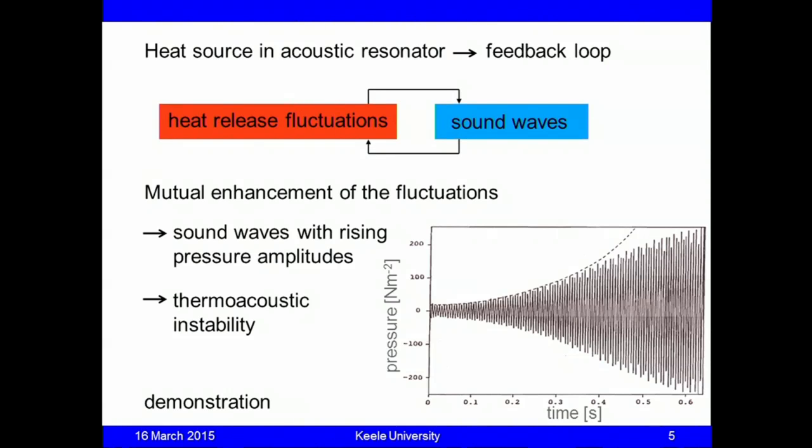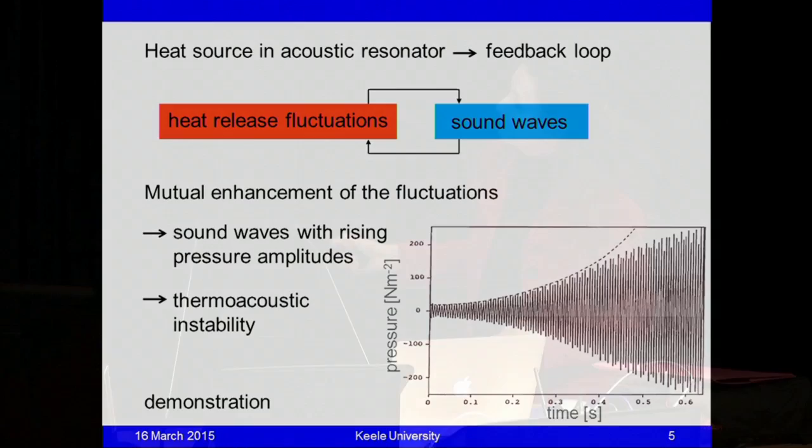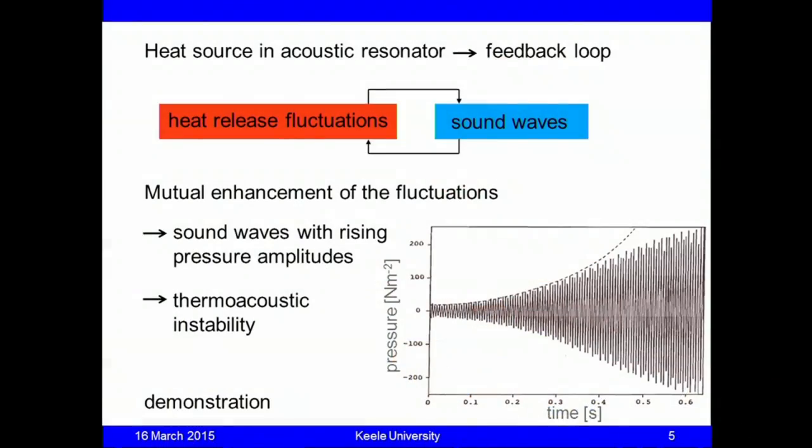And this mutual enhancement of the fluctuations leads to sound waves with rising pressure amplitudes, and this is called a thermoacoustic instability. I've got a graph here showing the time history of such an instability. This is an old graph which I measured as a PhD student. It shows the oscillation as a function of time, and you can see initially the exponential increase. That's due to this feedback, but then other phenomena kick in which limit the rate of growth, and eventually you get a limit cycle.